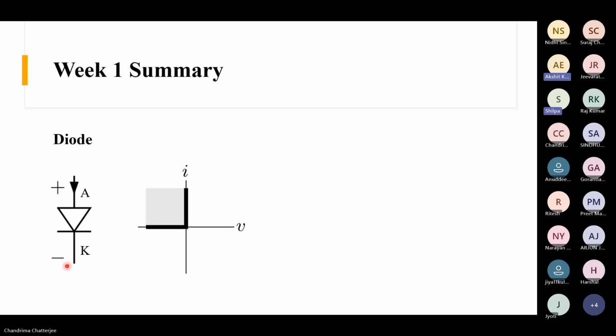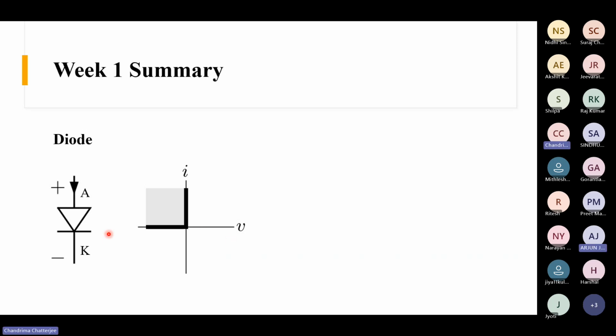Yes, ma'am. So the diode is a very simple device, right? First of all, we will see the characteristic of an ideal diode, and then we will see the characteristic of a practical diode, right?